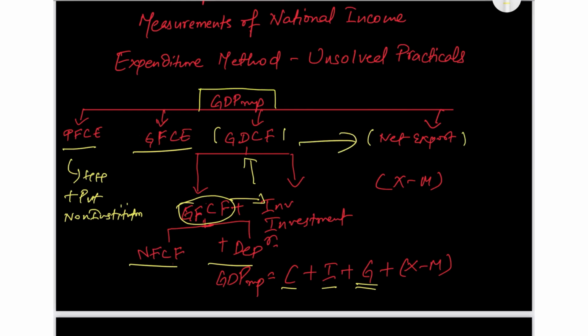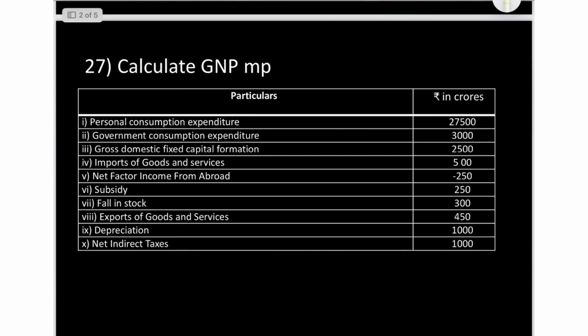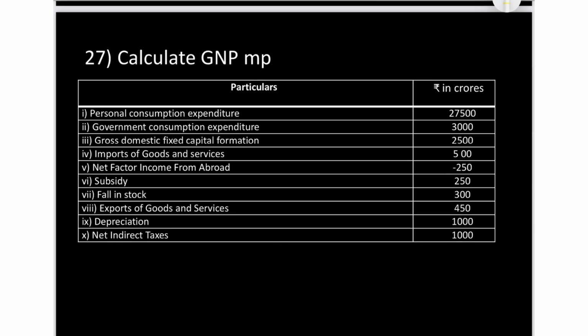And then finally there is net export, that is exports minus imports. So GDP MP equals C plus I plus G plus X minus M, right? So we'll do the first one, that is question number 27. The question has asked us to find GNP/MP, right? First we will see what all components will be required here.